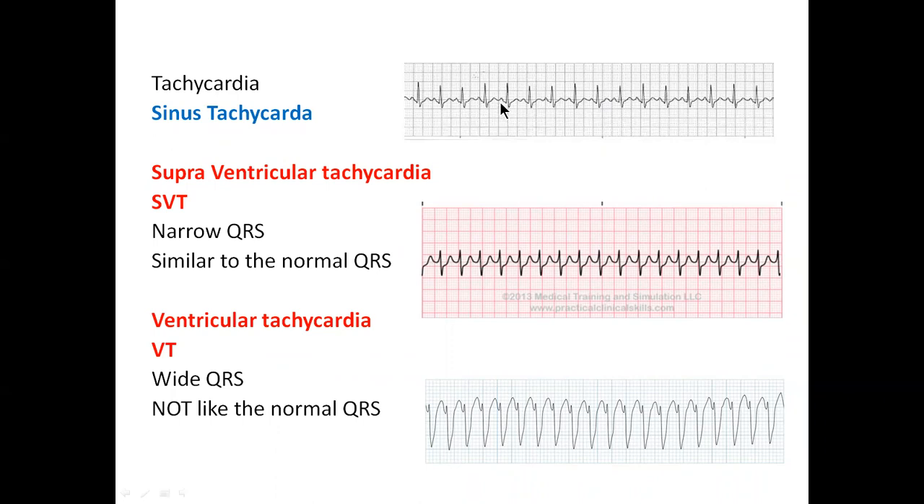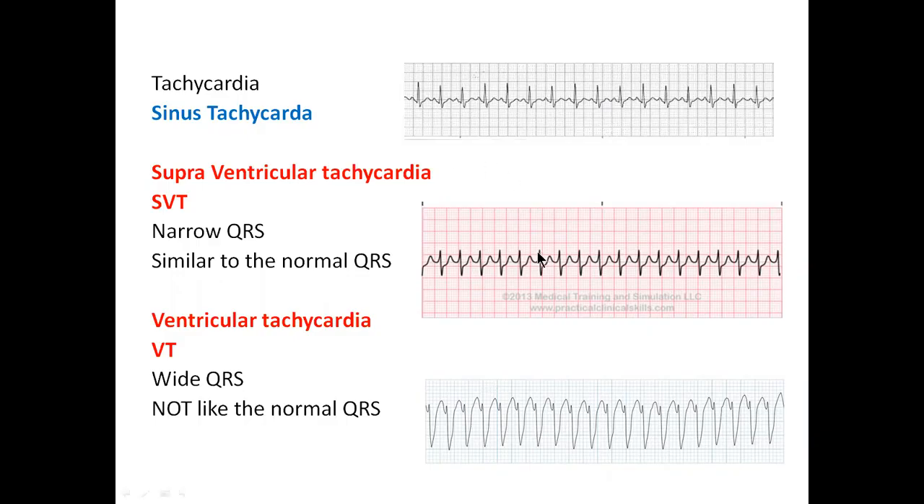Next, we look to see whether there's a P wave. And guess what? There is a P wave in front of every QRS. So we know that this rhythm arose in the SA node. So then we call it a sinus tachycardia.